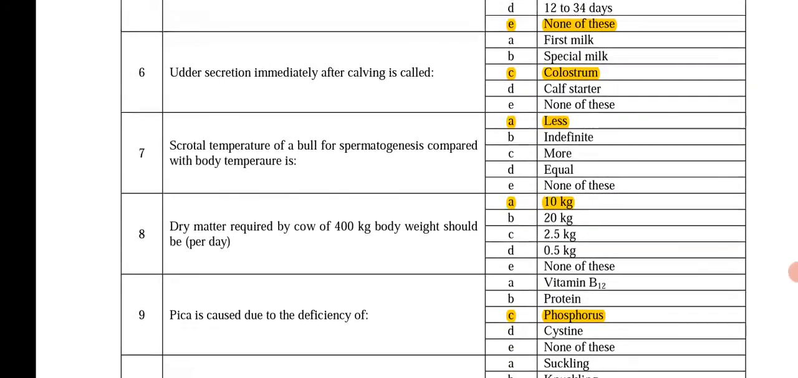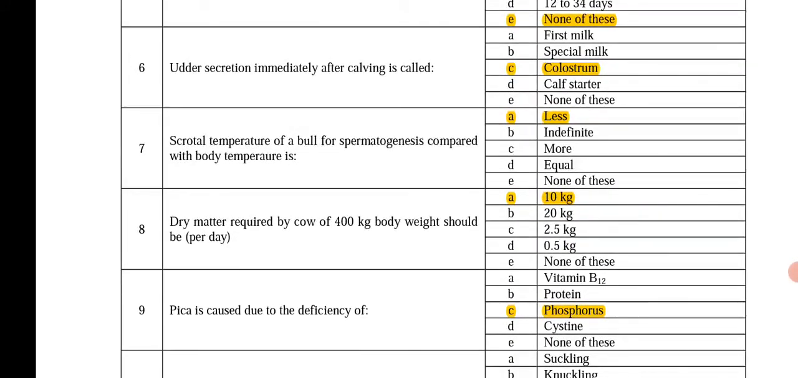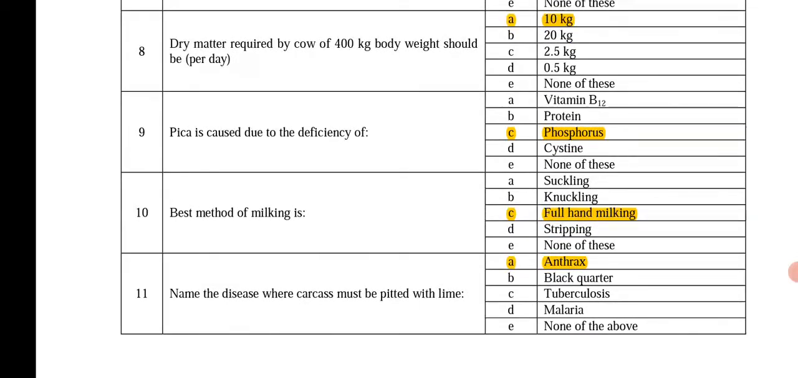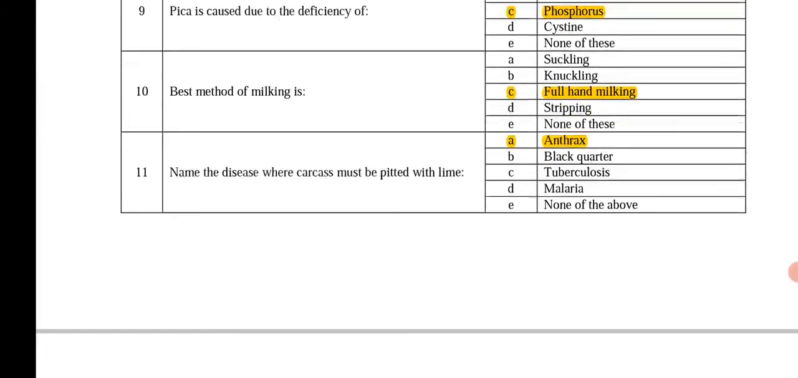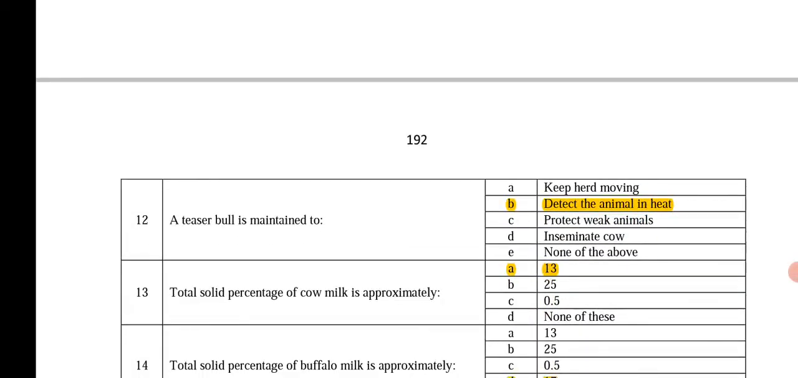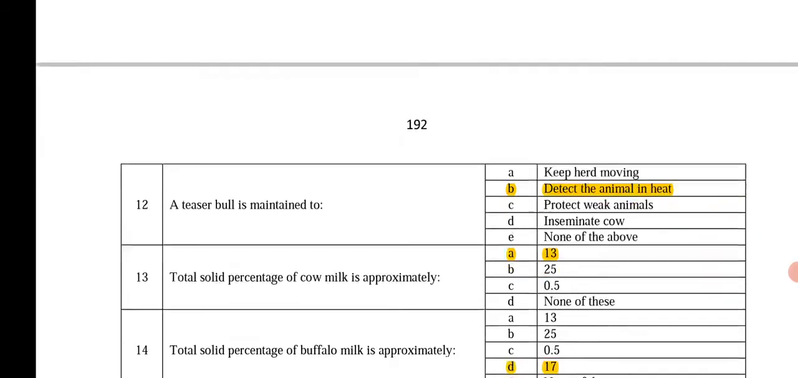Scrotal temperature of a bull for spermatogenesis compared with body temperature is less. Dry matter required by a cow of 400 kg body weight should be 10 kg per day. Pica is caused due to deficiency of phosphorus. Best method of milking is full hand milking. Name the disease where carcass must be pitted with lime. Anthrax. A teaser bull is maintained to detect the animal in heat.